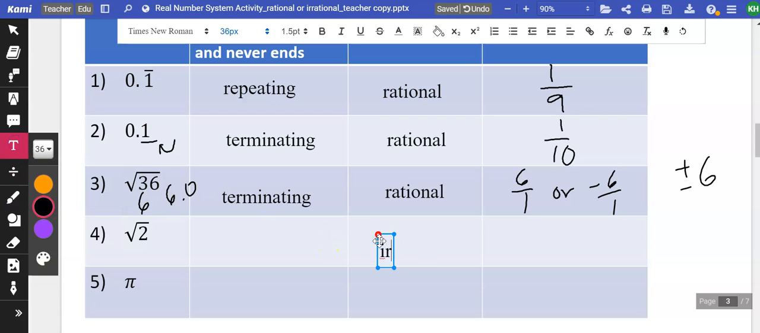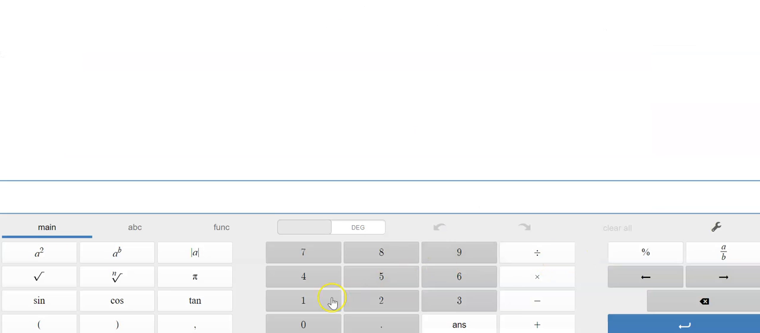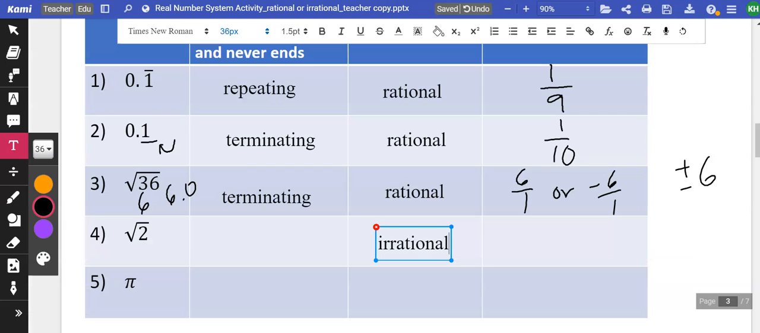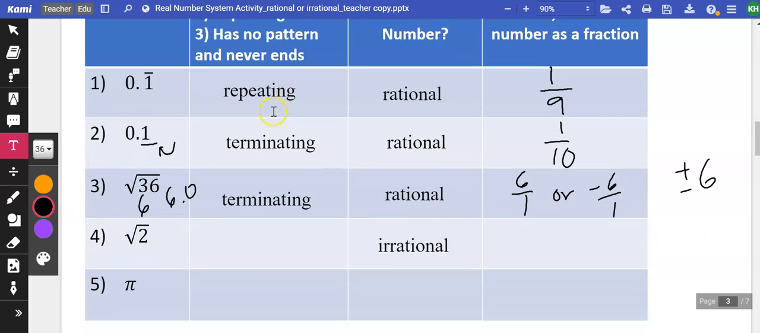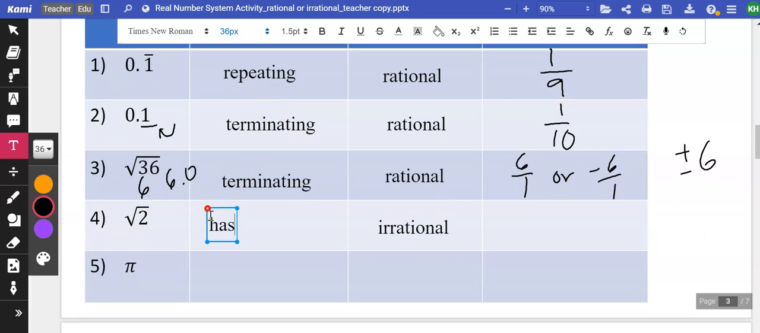I'm going to fill that in first. It's irrational, because we know that if we type this into a calculator, the square root of 2, since 2 is a non-perfect square, we're going to get a decimal that has no pattern and goes on forever. So let me go back to the graphic organizer and I'm going to type that, has no pattern and never ends. Let's see if this will fit.